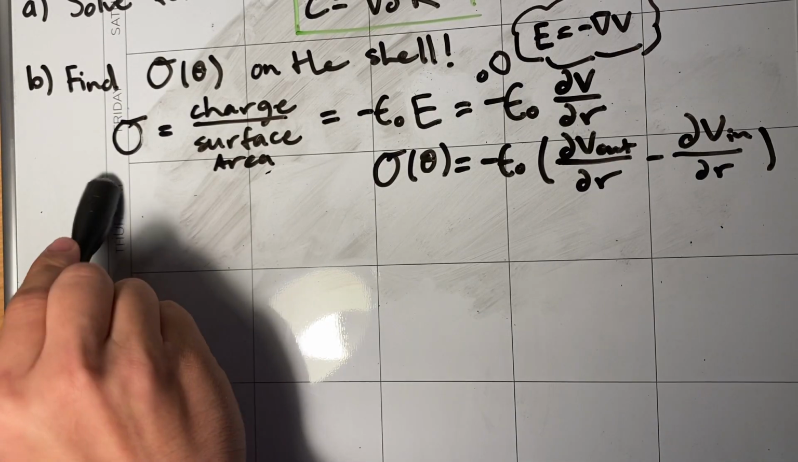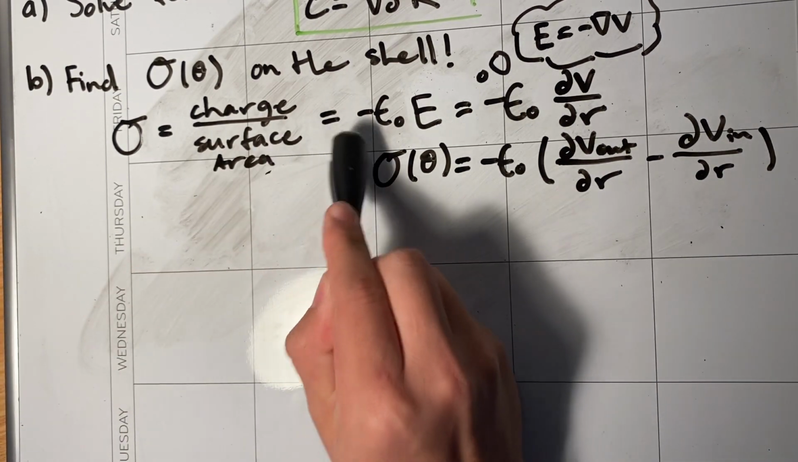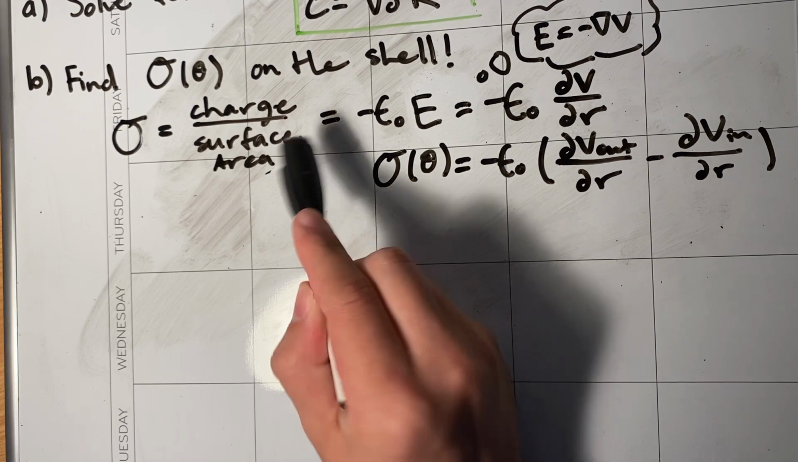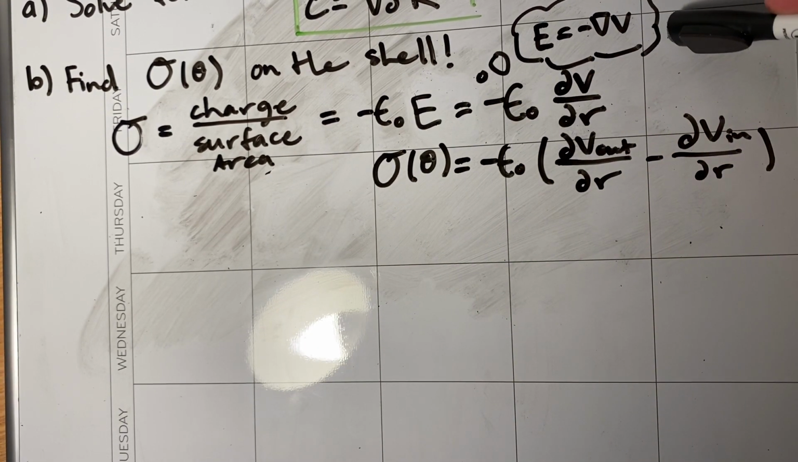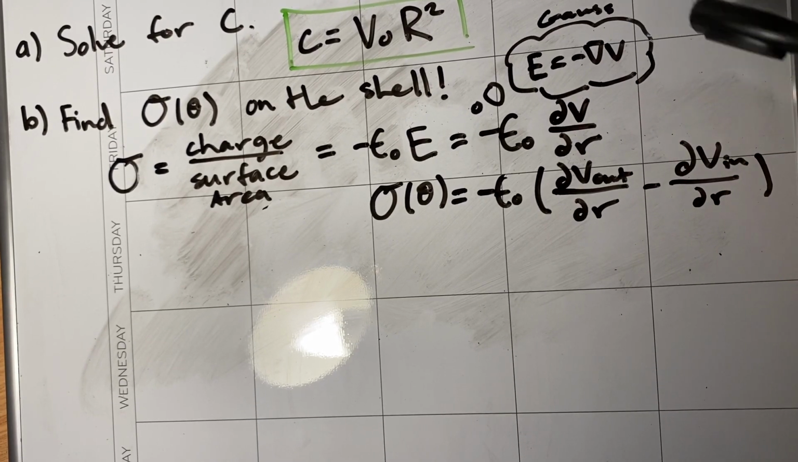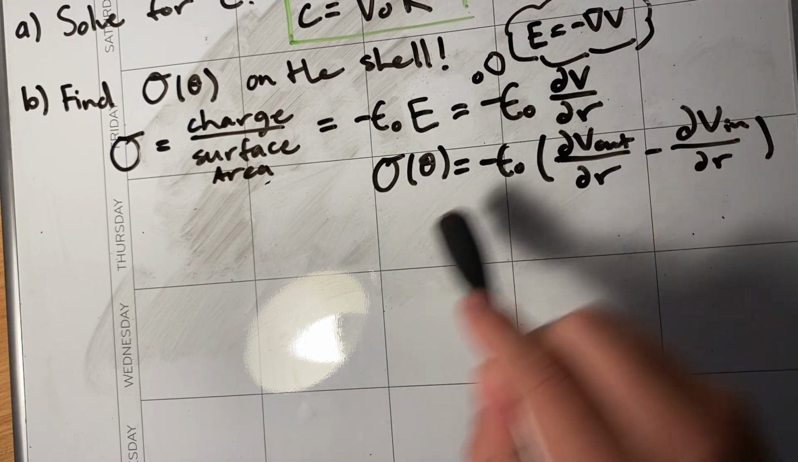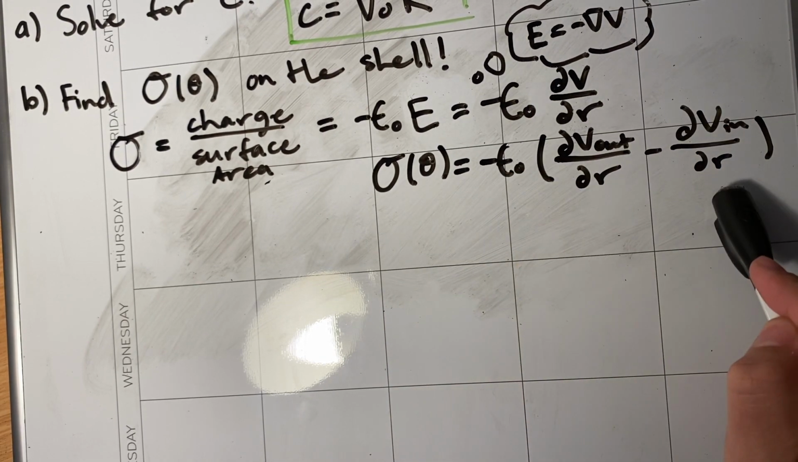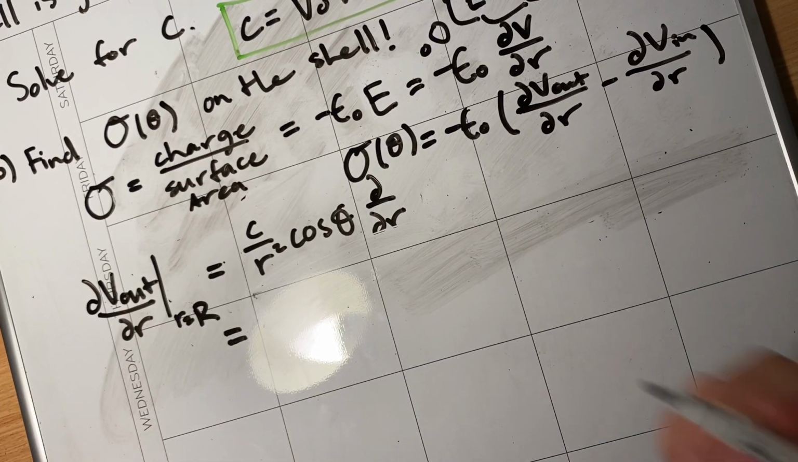So now for B, we have to find the charge density, that Greek letter sigma. It equals the charge over the surface area, which, in terms of what we need, is the negative permittivity of free space times the electric field. And we know that the electric field is just the negative gradient of the potential.